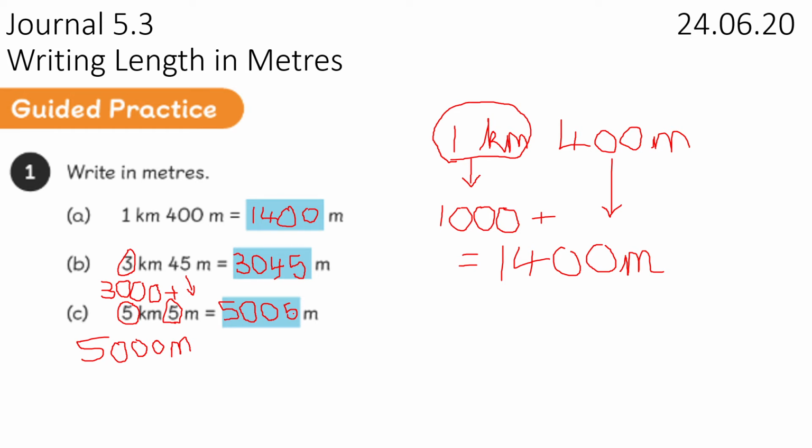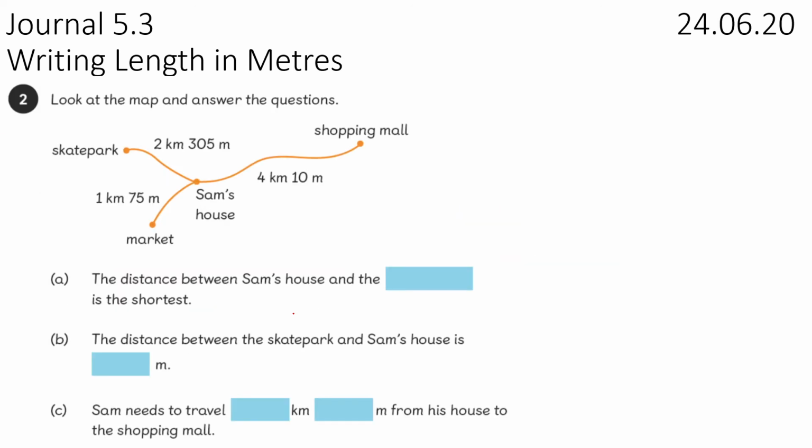5,005 meters long. Okay. Now, question number 2, this is like a small map, so I'm not actually sure if you can see where I'm pointing, so I've got the laser pointer up. Look at the map and answer the questions. Here we've got the skate park, the market, and the shopping mall. And then we've got some different distances between them and Sam's house in the middle.